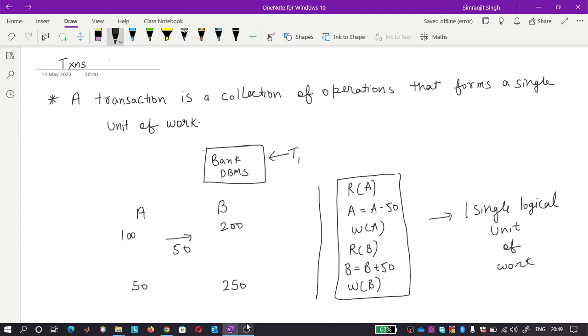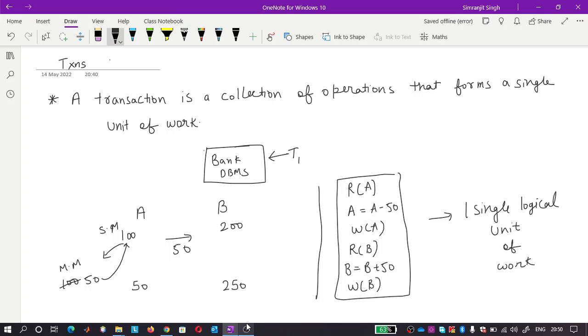In the transaction, reading means you are reading the value of A to be 100 from the hard disk, that is, from the secondary memory, into your main memory. When you read the value of A, you take this value into main memory, that is your RAM. You update the value of 100 to be 50, and you again write the value of A as 50.